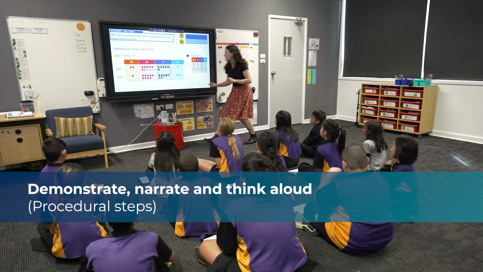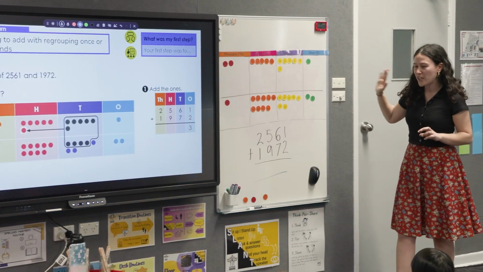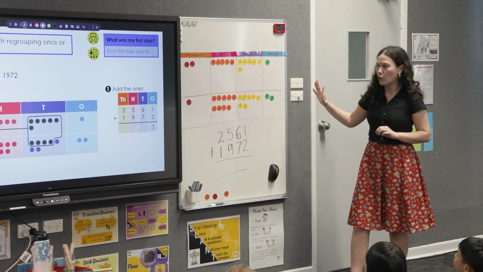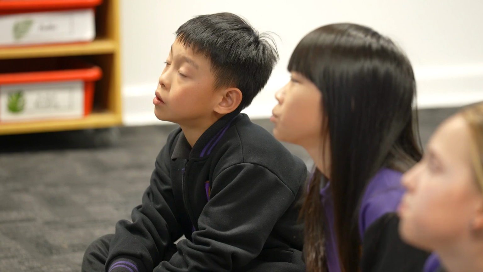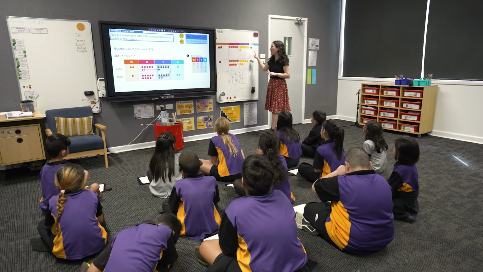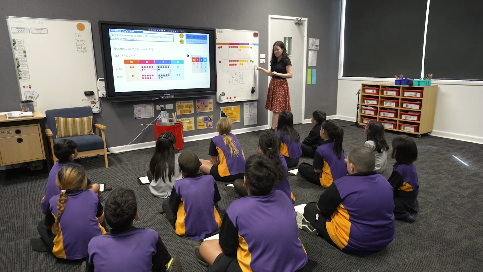Now I know when I see the word sum, I'm going to be using addition. So let's have a look at my place value discs over here. Whenever we are adding using place value, I always start in the ones place. Where do I always start? In the ones place. So my first step is to add the ones. What is my first step?